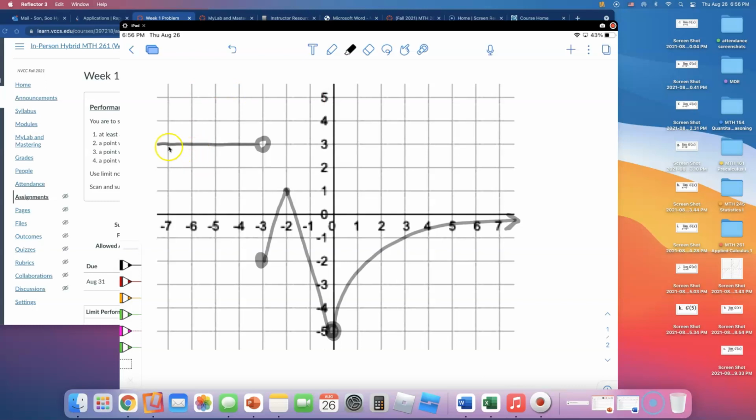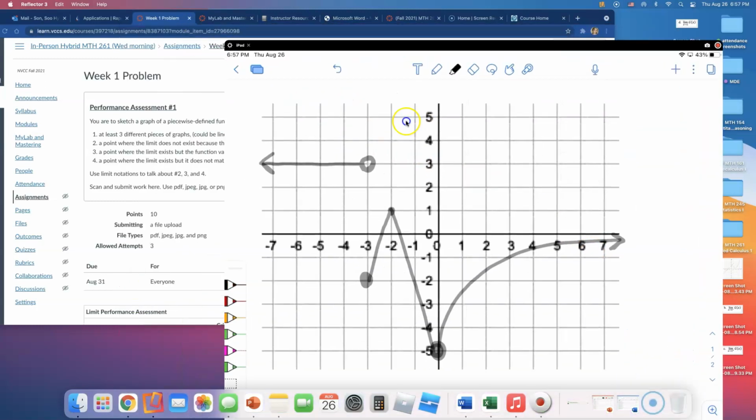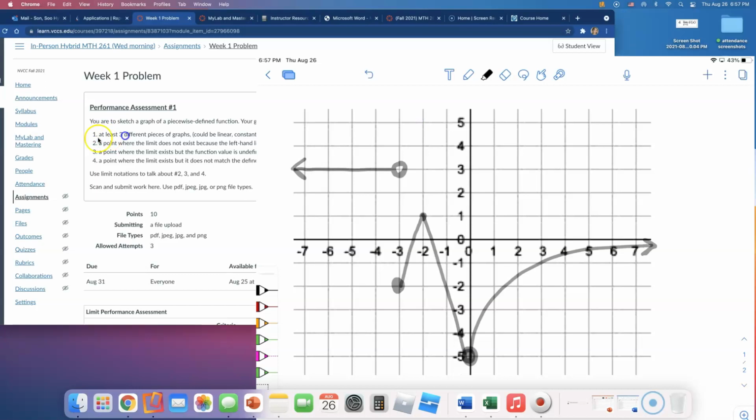I have 3 pieces. I have a constant function and an absolute value. This absolute value could be seen as 2 linear functions. And I tried to make the third one look like a rational function, but listen, you guys, I'm not requiring you to write equations of these functions. Just draw something for me. If you have a straight line, some diagonal lines and maybe a curve, that will do, okay? But let's see. I have 3 pieces, so I'm good there.